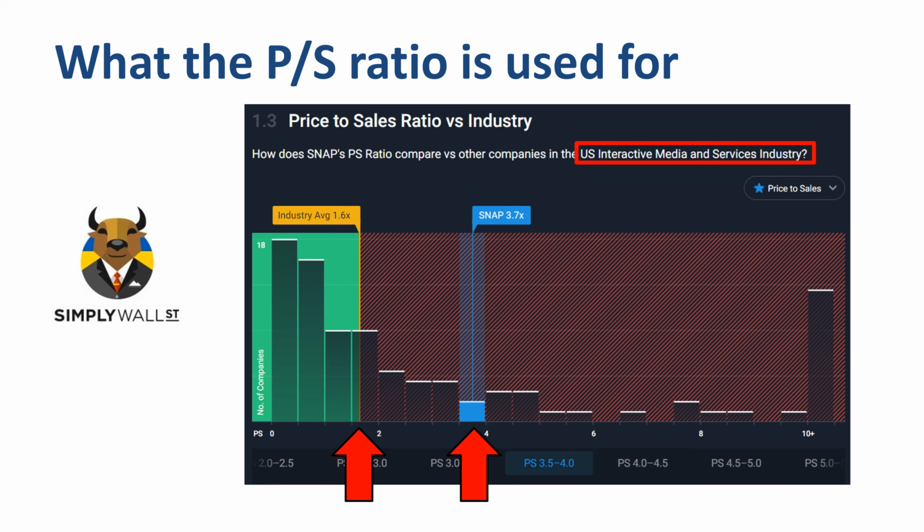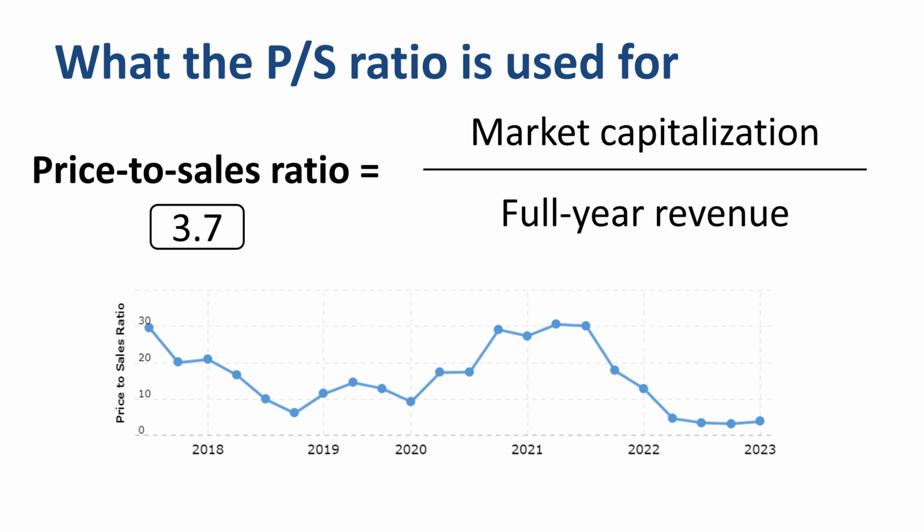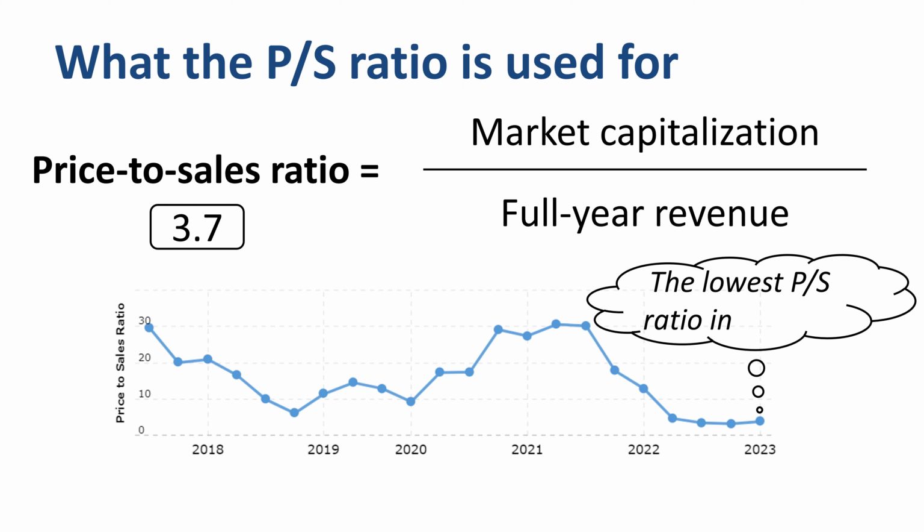Or if you have had your eyes on Snap Inc. shares for a long time now, maybe even since its IPO several years ago, you could compare the current price to sales ratio of 3.7 to historical levels that went up as high as 30. You heard it right. There was a time when investors were willing to pay 30 times revenue for Snap Inc. The current price to sales ratio of 3.7 is the lowest PS ratio in years.